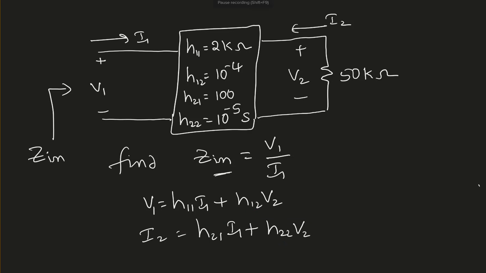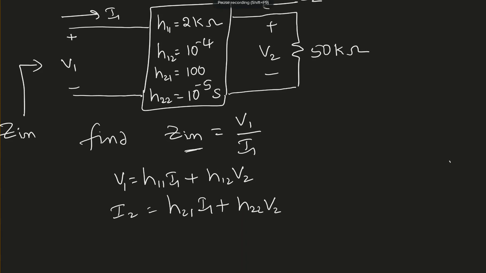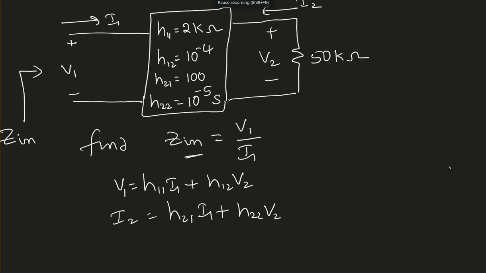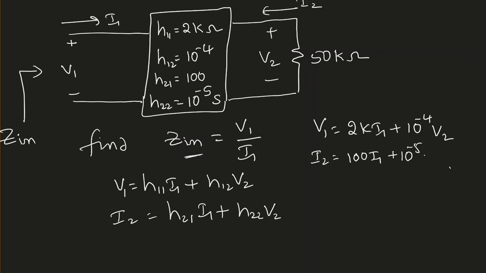Now here, similar to the previous example, what are we going to do? Since H parameters are given, I'm going to substitute those values. When I substitute those values, V1 equal to 2K I1 plus 10 to the power of minus 4 V2. That's my first equation. And I2 equal to 100 I1 plus 10 to the power of minus 5 V2. Okay, so these are the two equations we got so far.